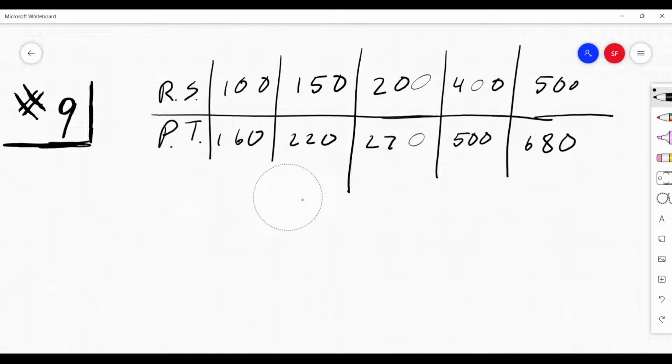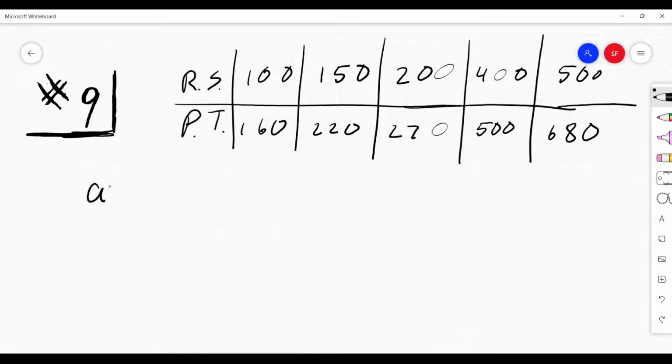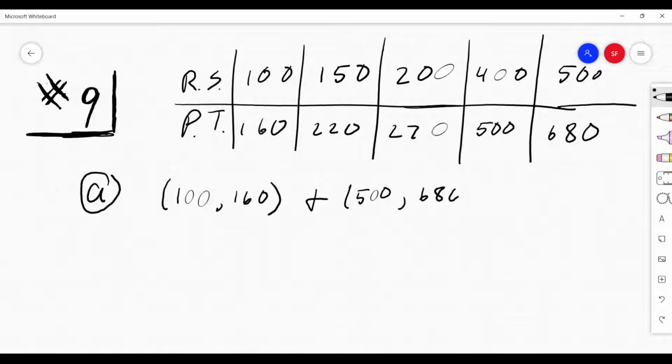Great question. Okay, so for part A, what they ask is to use the points 100 and 160, and 500 and 680. Wait, 680? Oh, I thought it was 68. 680 probably makes more sense. Yeah, you were just trying to copy down.